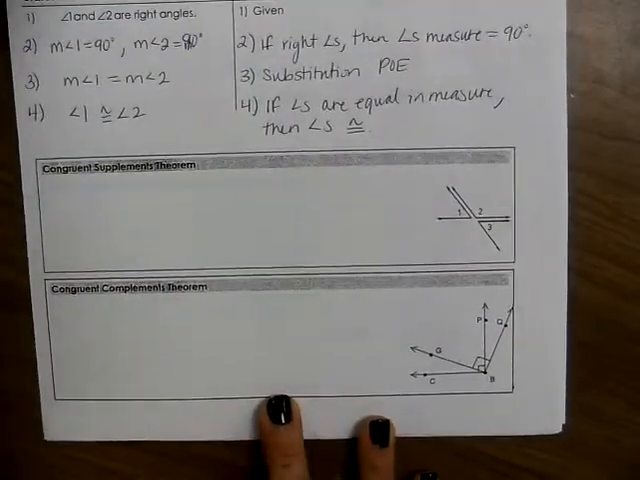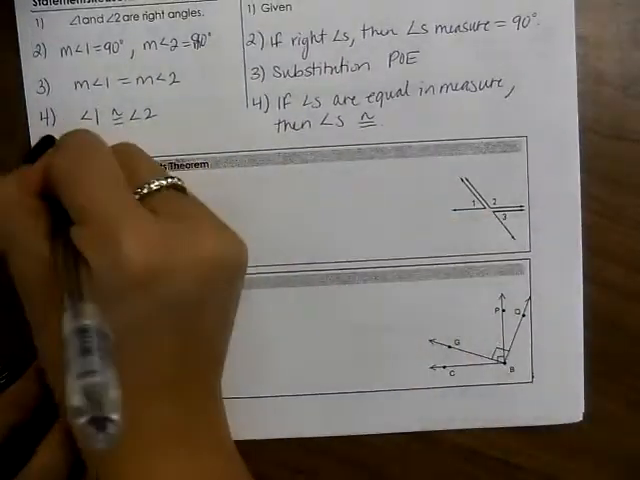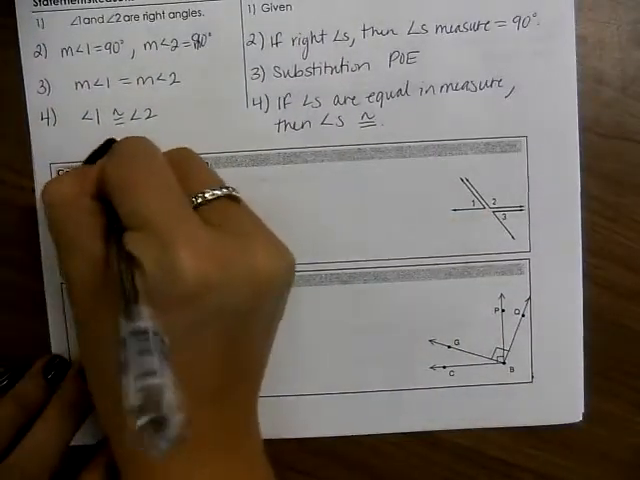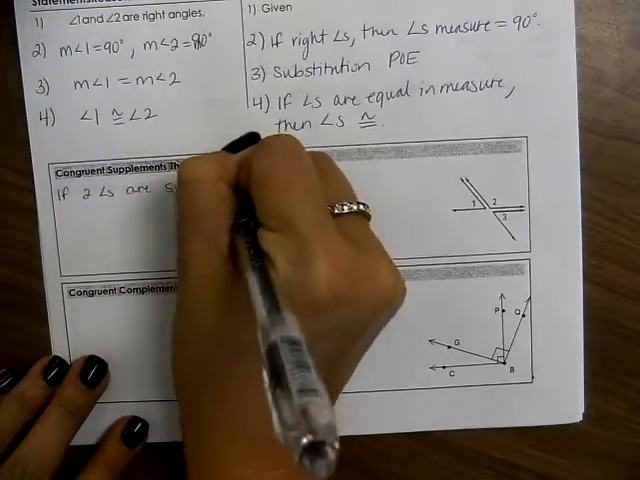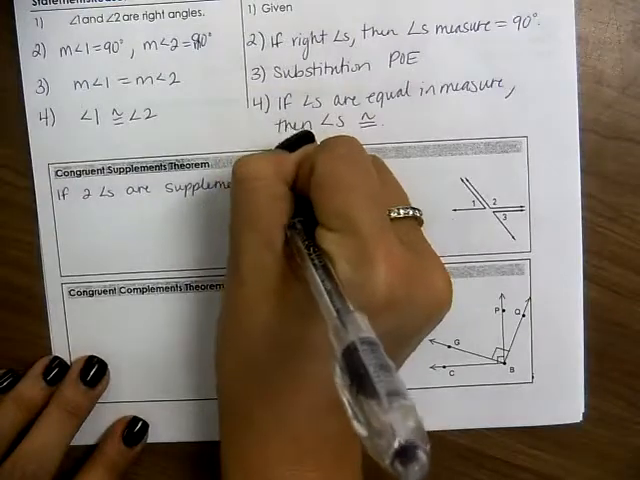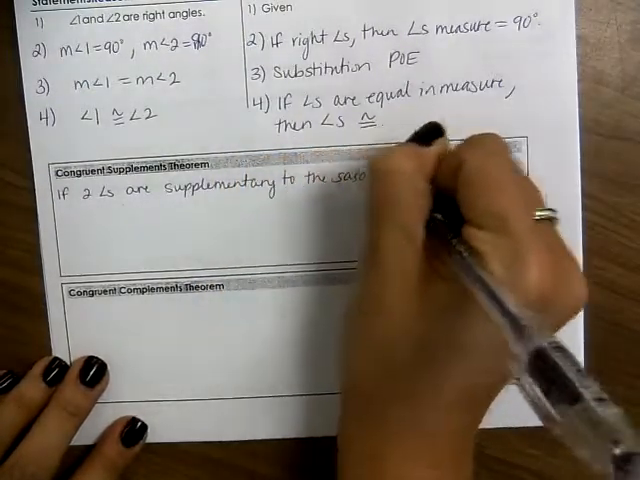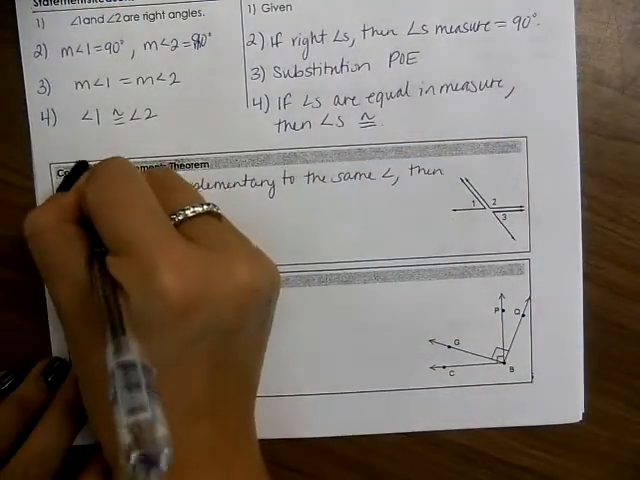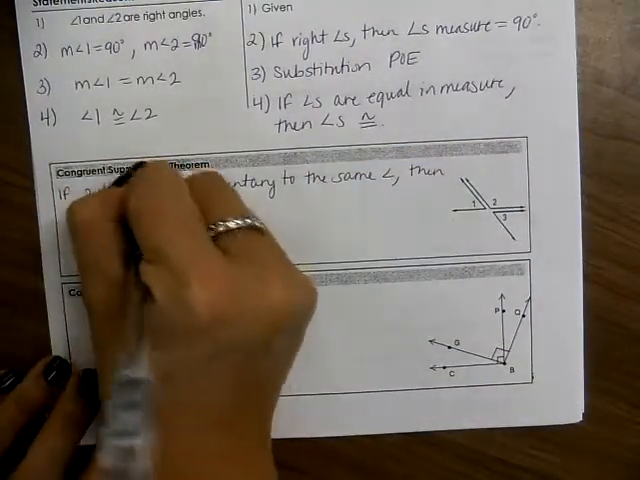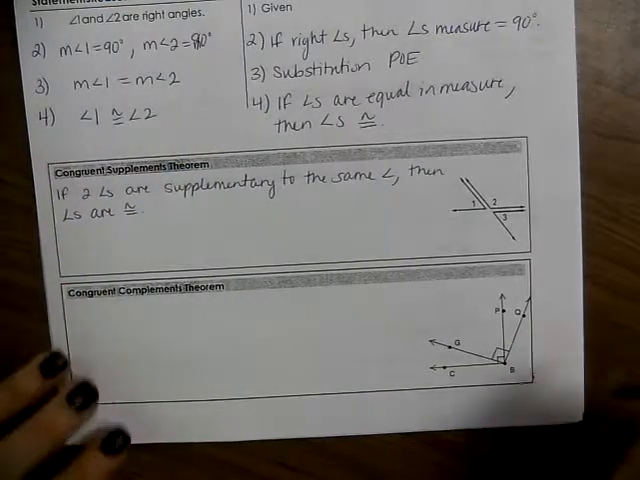Let's talk about two more theorems. We're going to talk about the congruent supplements theorem. It says this: if two angles are supplementary to the same angle, then the angles are congruent. And again, this is on your pink sheet if you go down to unit 3B now.